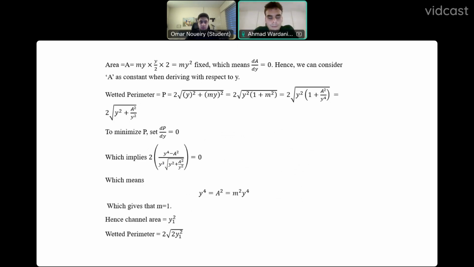Okay, so the area of the triangle that we just showed is going to be m times y over 2 times 2. So base times height over 2 times 2, because we have 2 triangles, we can combine them, which will give m y squared.